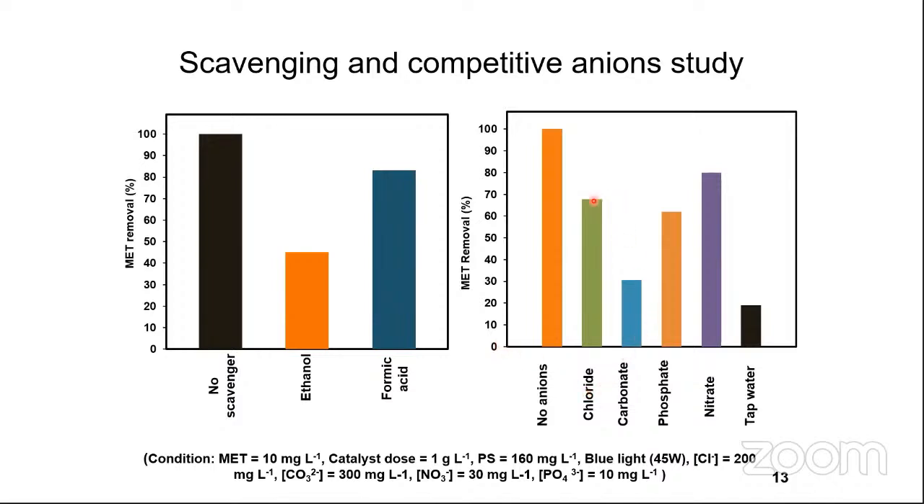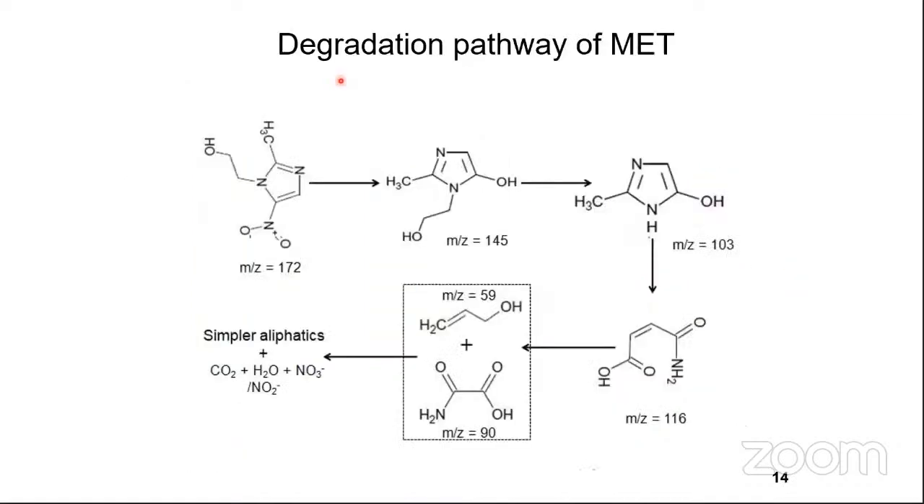Coming to the anion study, the presence of carbonate affects most due to its scavenging effect on the sulfate radical, and the removal is reduced by around 30%, whereas nitrate is the least affecting, with around 80% removal of MET observed in its presence. So this is the degradation pathway of MET. Different metabolites are formed during the degradation of MET in the photocatalytic persulfate activation process.